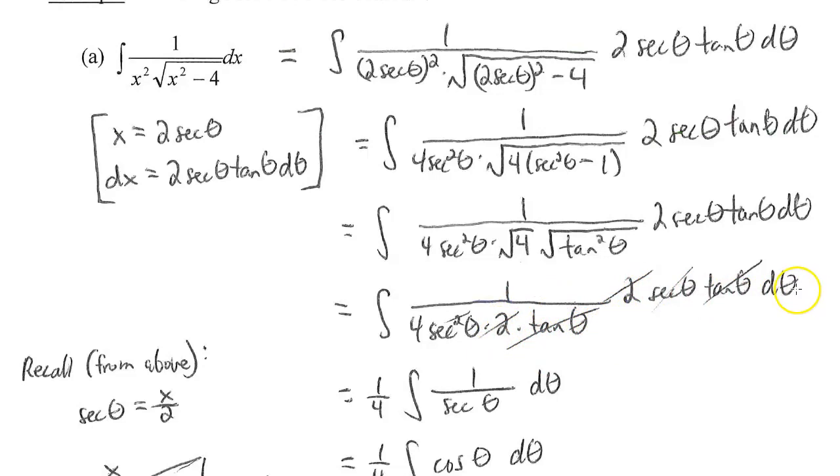Now we still have this out here and this down here, but notice the 2 and the 2 will divide out, and same thing with the tangent and the tangent.